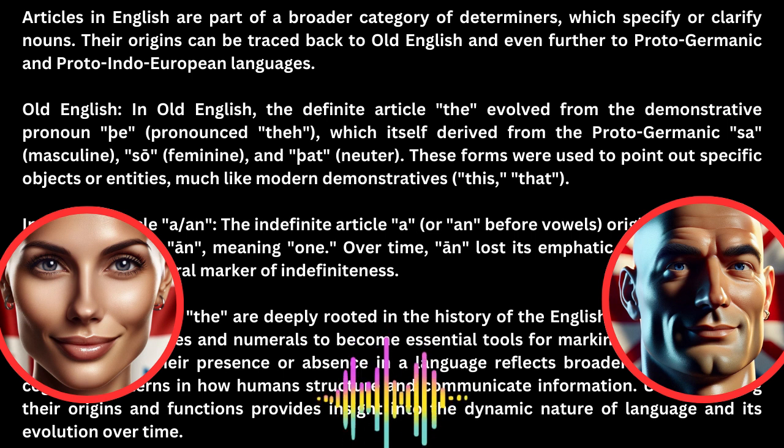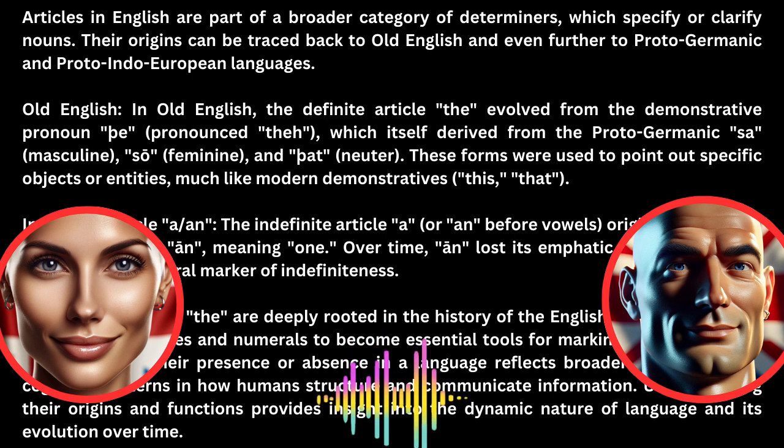Welcome back, language enthusiasts, to the final part of our deep dive into the fascinating world of articles. It's been quite a journey, hasn't it? We've gone from the ancient origins of a and the to their modern-day functions, and even explored the amazing concept of grammaticalisation. It's really incredible how much depth there is to these tiny words.